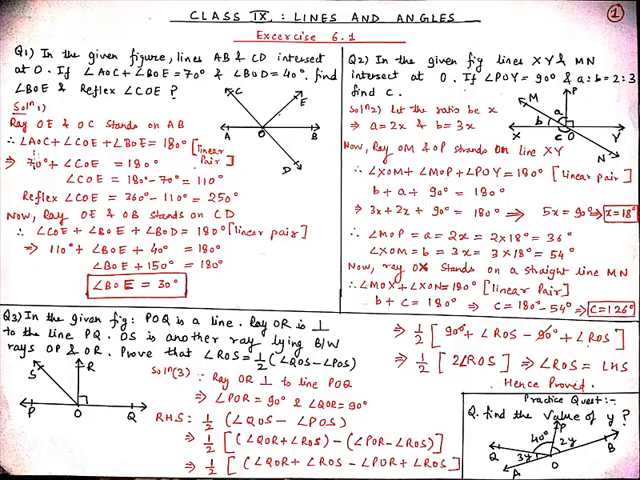Now we have to find reflex angle COE. So here we can subtract angle COE, which is 110 degrees, from 360 degrees. So reflex angle COE is equal to 360 minus 110, which is equal to 250 degrees.